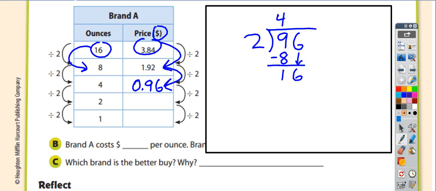2 goes into 16 8 times. 8 times 2 is 16. And if I were to put my decimal in the 96 cents, it would go here, and then it goes straight up, so it's 48 cents. And I'm just going to do this one mentally. I can take 48 and divide by 2, it would be 24.